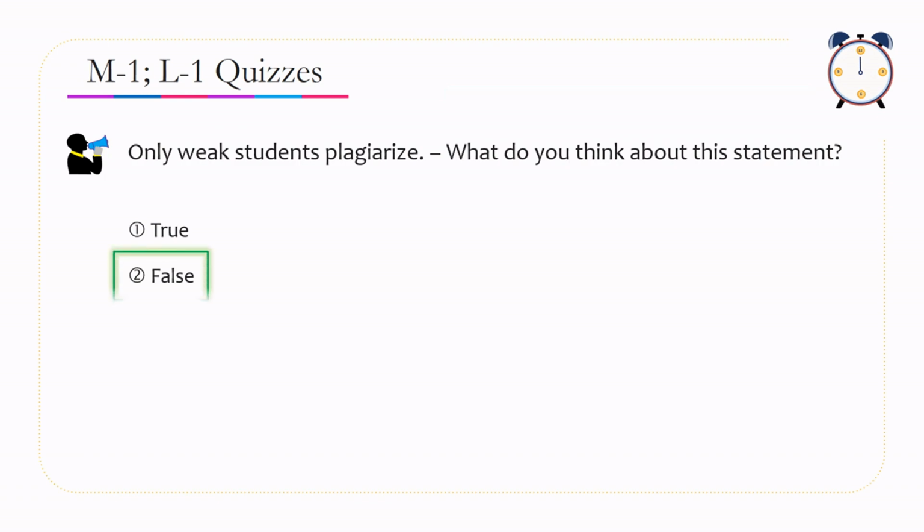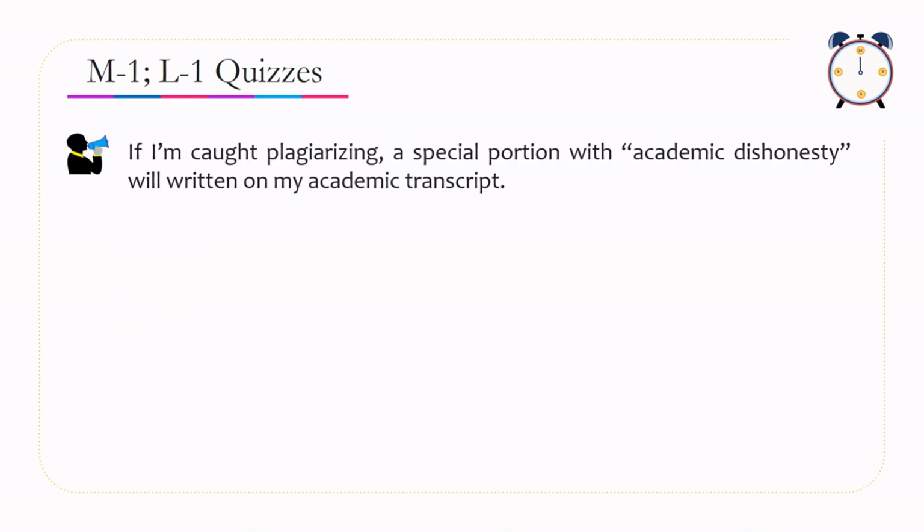Option 2 is correct because intelligent students also plagiarize. Next question. If I'm caught plagiarizing, a special notation of academic dishonesty will be written on my academic transcript. The options are 1. Yes, 2. No. Your time starts now. Which one is right?